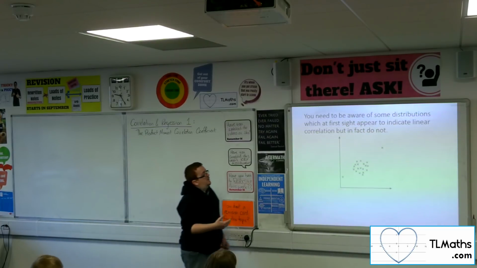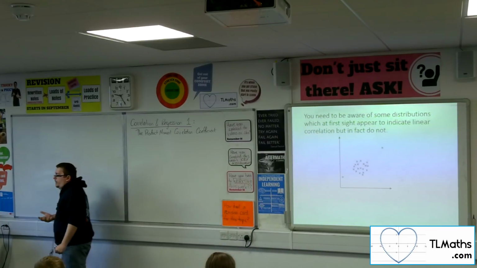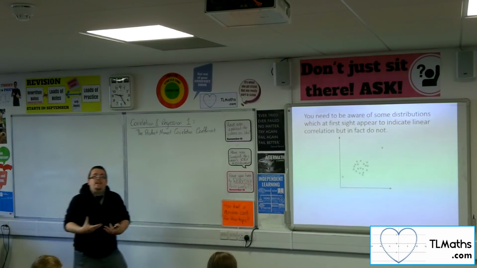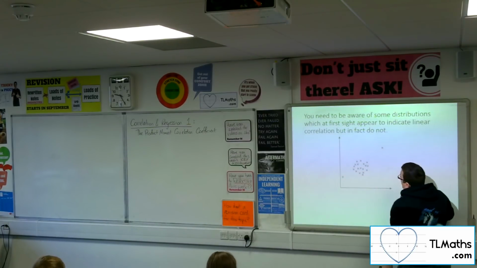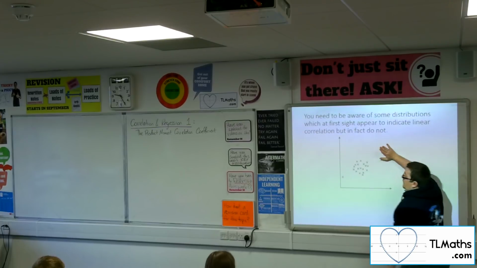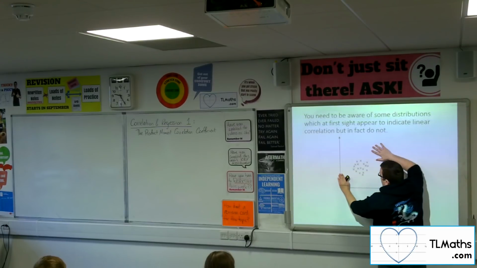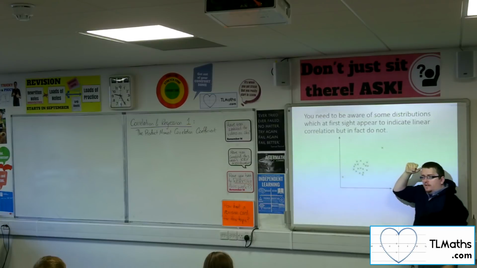Let's have a look at another example. How about this one, right? You could potentially have a couple of bits of data that make it look like it could be correlated. However, if I get rid of these, they might just have been written down incorrectly, recorded incorrectly. If I take those away, suddenly the data's not correlated at all.